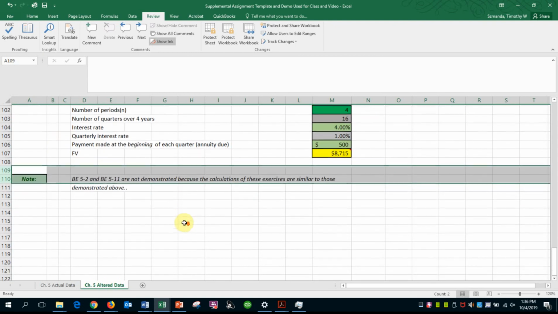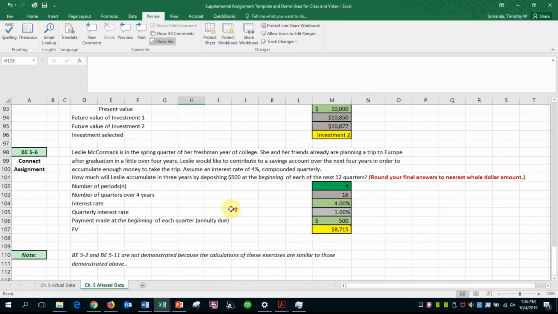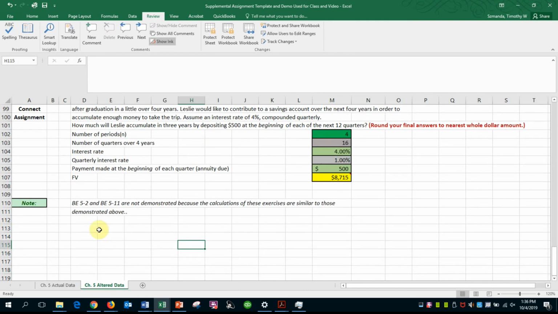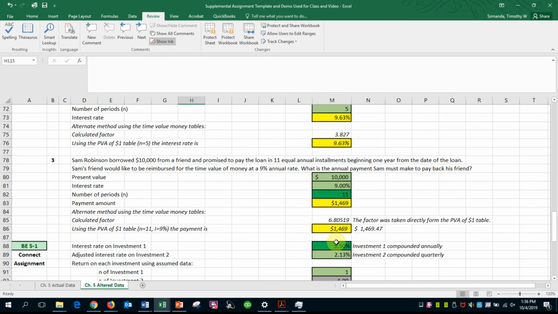And then finally, I have a notation. There's 2 brief exercises that I have not demonstrated here because they're very similar to ones I've already shown you. So there's 2 brief exercises that cover material that we've already discussed in this video. If there are any questions on these or any of the problems or concepts in the chapter, please let me know.